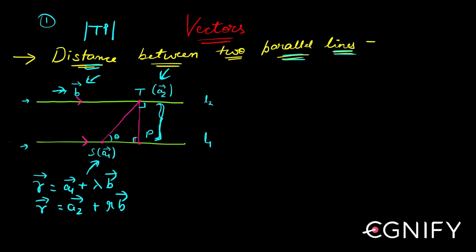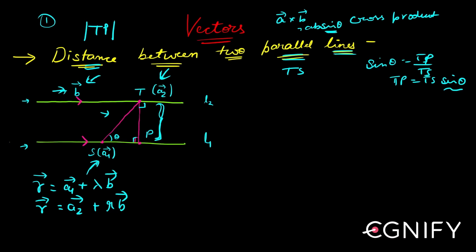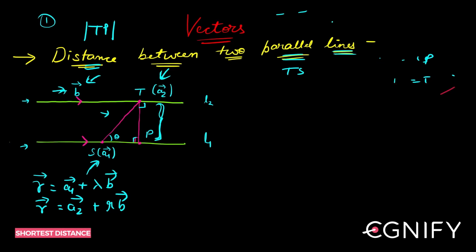So basically, if I know TS, then sine theta is equals to TP by TS, basically, in this triangle, if you look, TP by TS. So TP is equals to TS sine theta. So the moment I'm getting this sine theta term, it should give you an idea that we need to use cross product, because once we start from cross product, A cross B, this is where I'll get AB sine theta. This is where I'll get this sine theta term. And I'm looking for the sine theta.